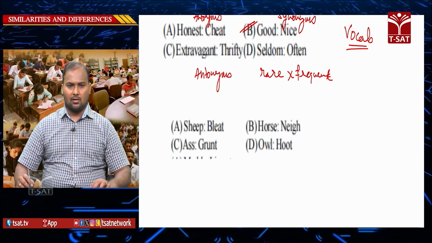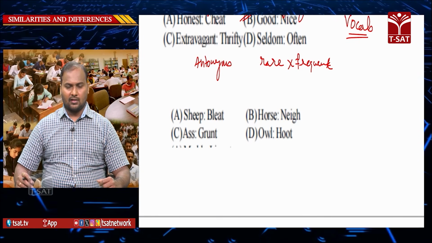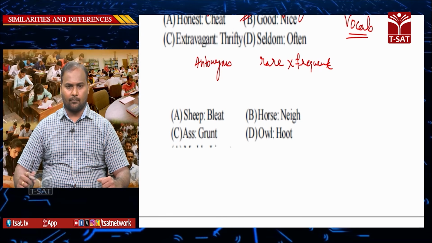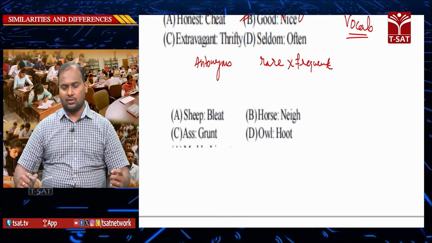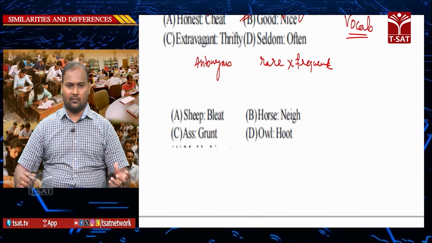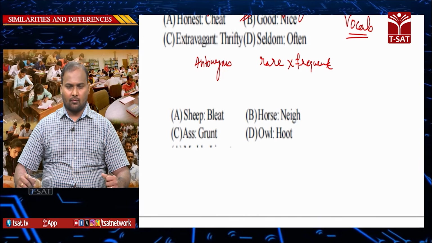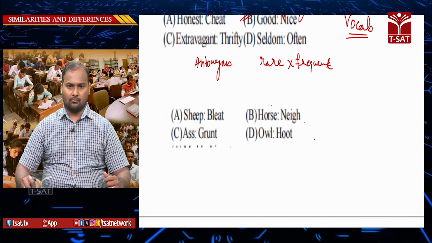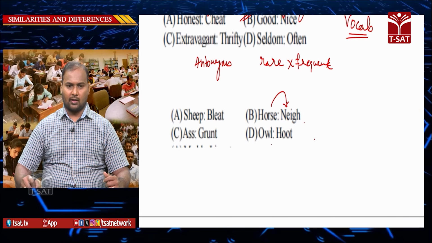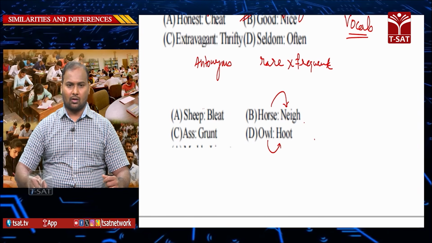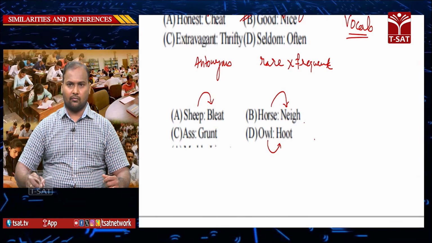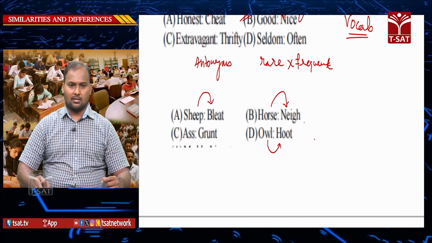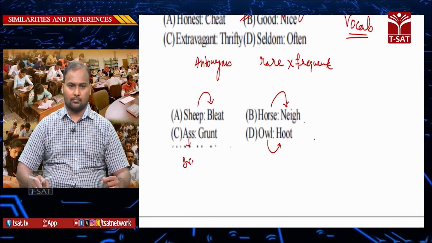Next one. See the next question. Sheep bleat, horse neigh, ass grunt, owl hoot. Here it is talking about general knowledge regarding the sounds produced by different animals. For example, the sound produced by the horse we call neigh. The sound produced by the owl is called hoot. The sound produced by the sheep we call a bleat. And the sound produced by the ass is called bray.